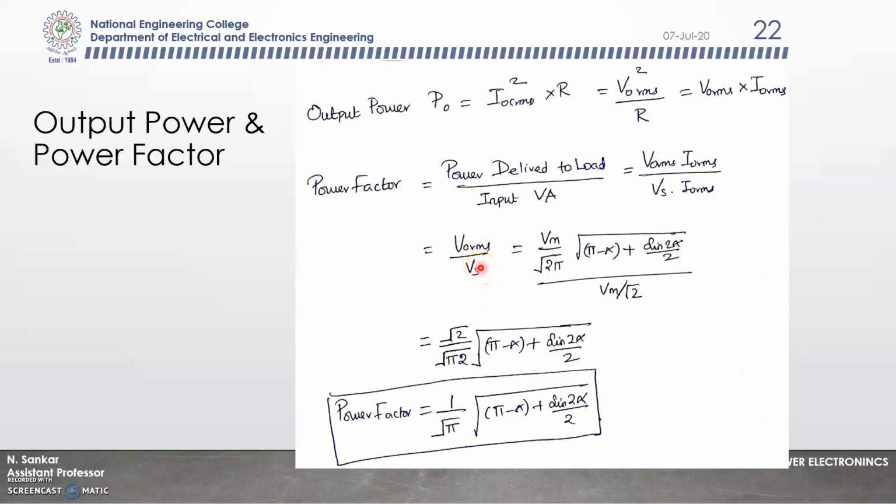So you can simply replace Vs by Vm by root 2 and V naught RMS by the formula we have already obtained. Here Vm cancels and root 2 cancels. The final answer will be 1 by root of pi into root of pi minus alpha plus sine 2 alpha by 2. So this is the power factor for your full wave controlled rectifier with resistive load.